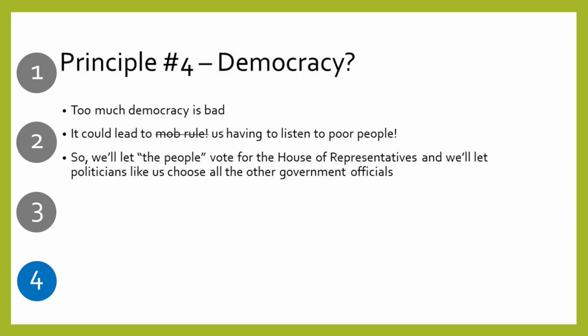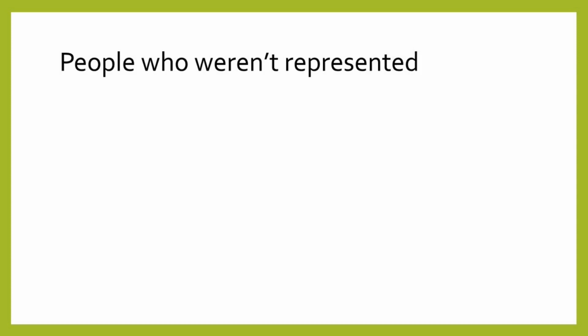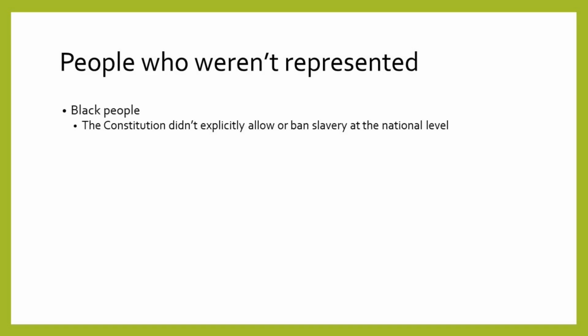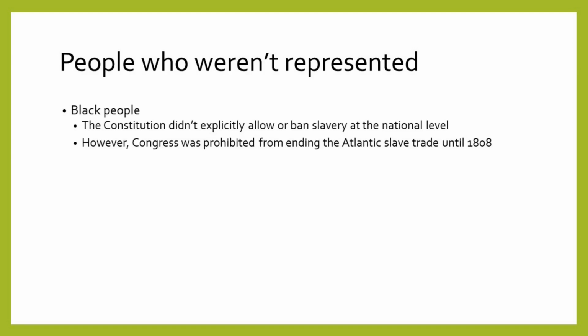And while we're on this topic, the textbook lists a couple of other groups that were left out of this process. The first, and perhaps most obvious group, was black people. The Constitution didn't permanently legalize slavery, but it also didn't do anything to abolish it. In fact, the document explicitly banned Congress from ending the Atlantic slave trade for the first 20 years of the new government.